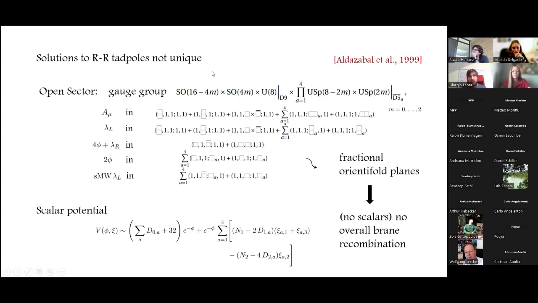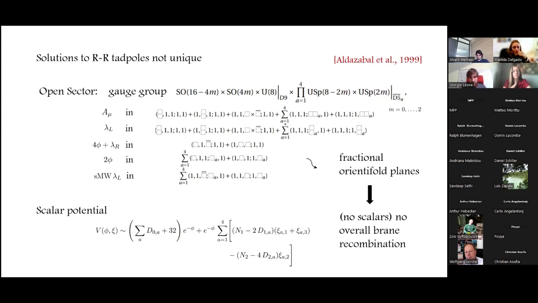Actually, this observation is not new in the literature, but it has already appeared in the paper by Addazabar and collaborators, in which, however, they discuss orientifold constructions in a supersymmetric setting in 4 dimensions. But it's also interesting to notice that this fact is not intrinsic to brane supersymmetry breaking vacua, but applies to supersymmetric constructions as well.